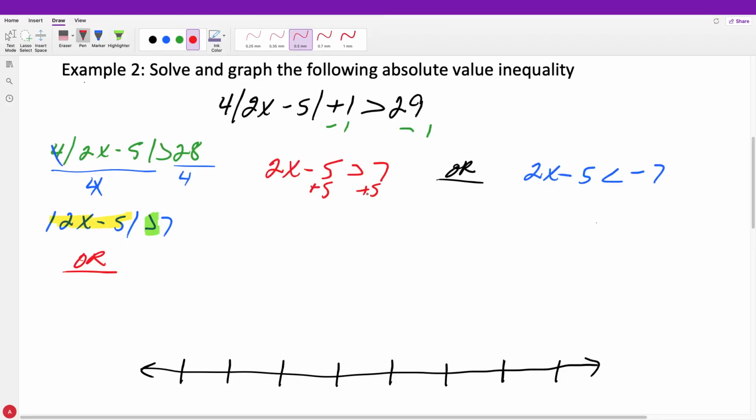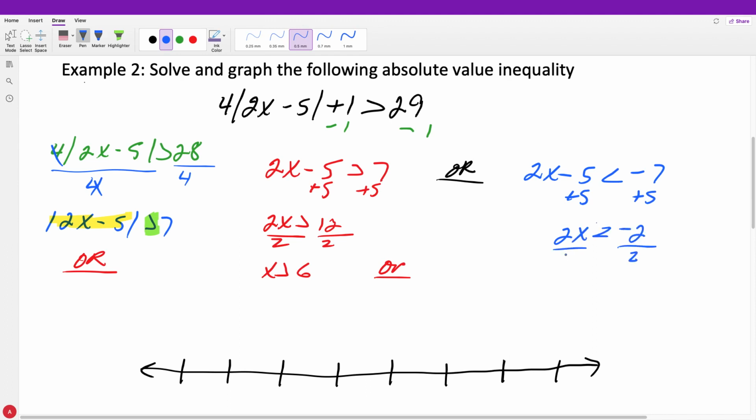So I'm going to add the 5 to both sides. So 2x is now greater than 12. Divide each side by 2. x is greater than 6. Or then I'm going to add the 5 to both sides. So now 2x is less than negative 2. Divide by 2. Or x is less than negative 1.